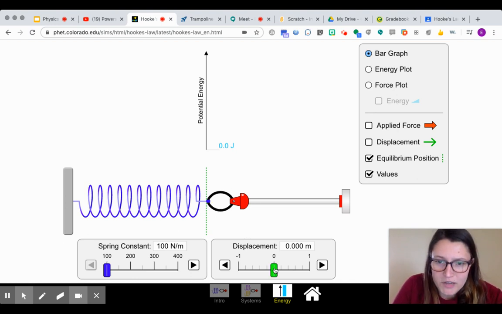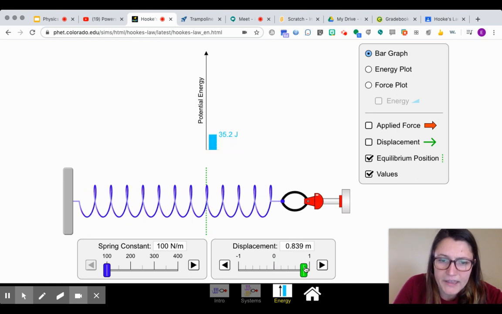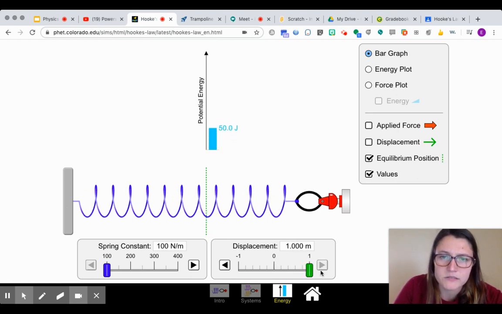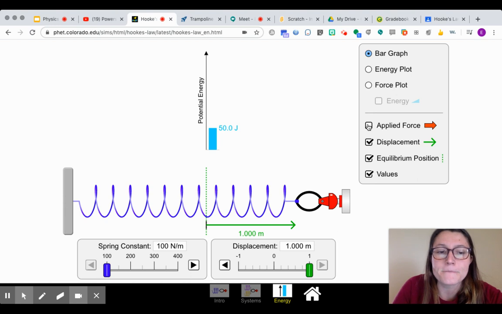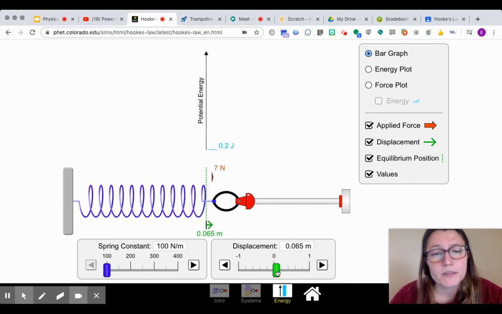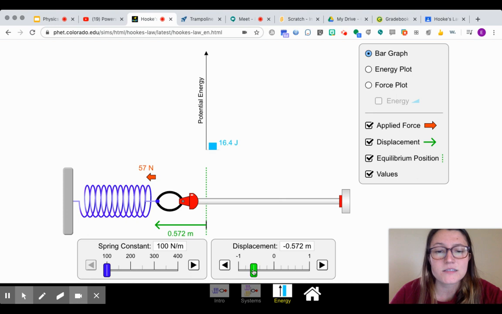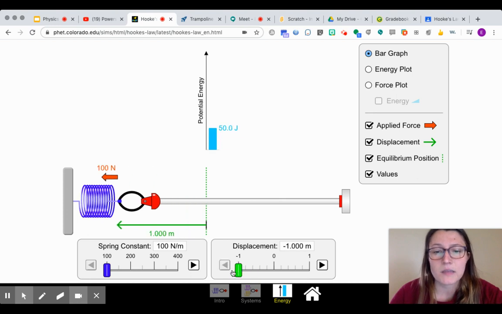As we increase the stretch, aka as we stretch the spring, the potential energy will increase. So when we displace the spring by a meter, the potential energy will increase. If we compress, meaning we move it to the left of equilibrium, if we compress the spring a meter, we still have elastic potential energy of 50 joules.